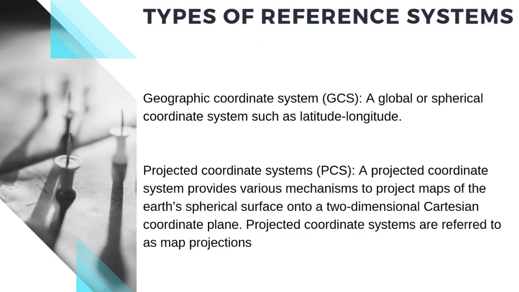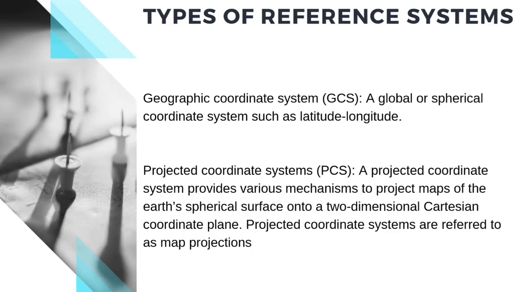There are several types of reference systems. For example, we have a geographic coordinate system, which is a global or spherical coordinate system, such as latitude, longitude. Each point in space has one latitude and one longitude. It can be expressed as west or east for the longitude data and north or south for the latitude data.